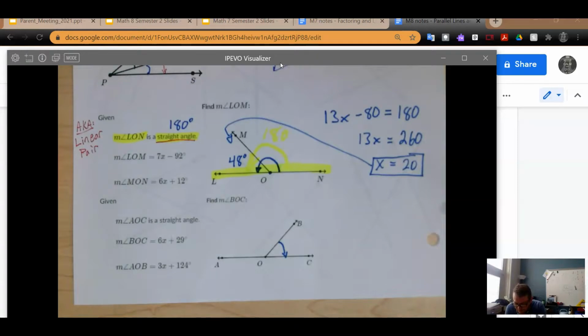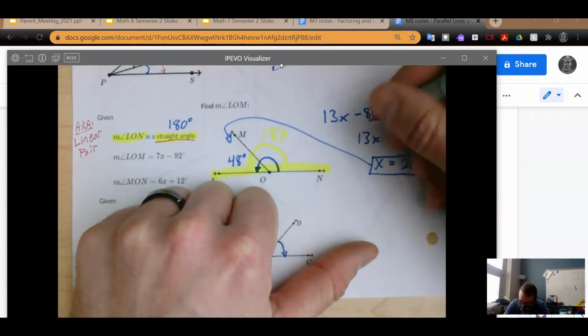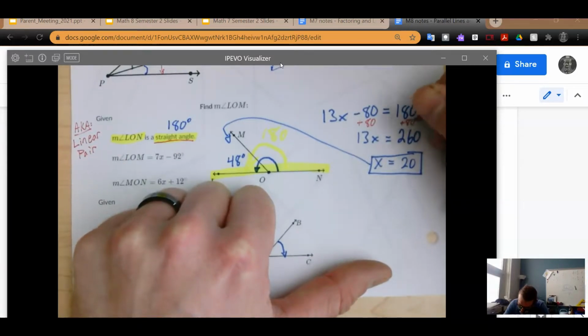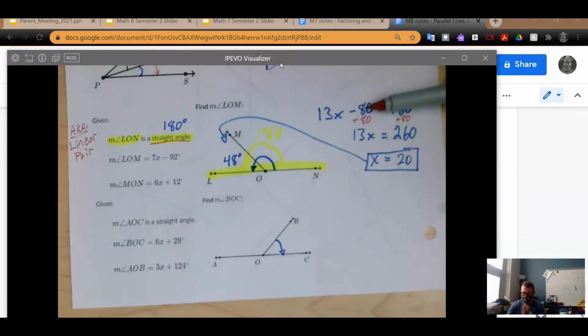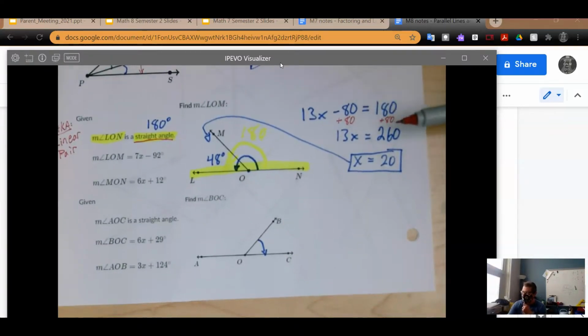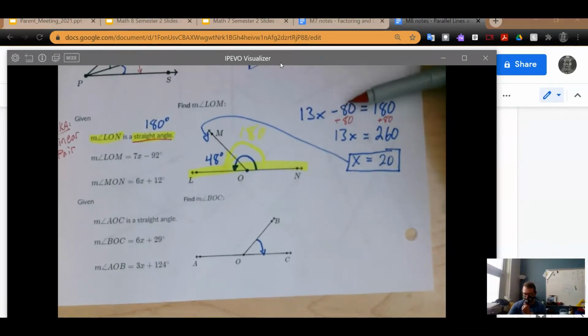Why do you what? How did you get 260? Oh, thank you. I've stopped writing all those steps because I want you guys to ask if you're like, wait, what happened? What do we do to get rid of a minus 80? We add 80 on both sides. I think you're thinking that we're going to subtract, but remember we do the inverse operations. We add 80 on both sides to get rid of this minus or negative 80.